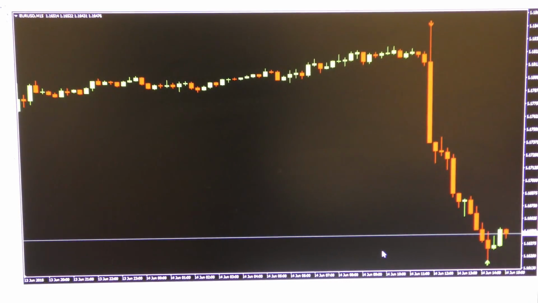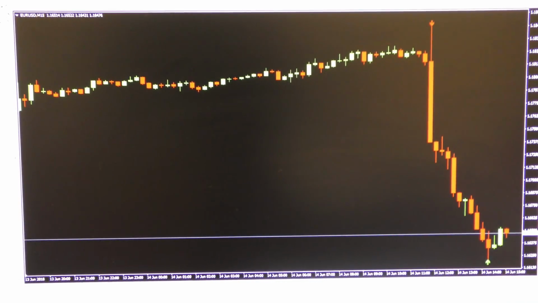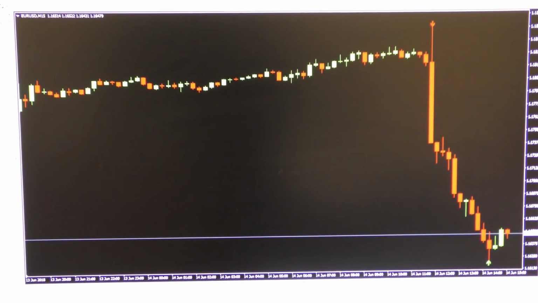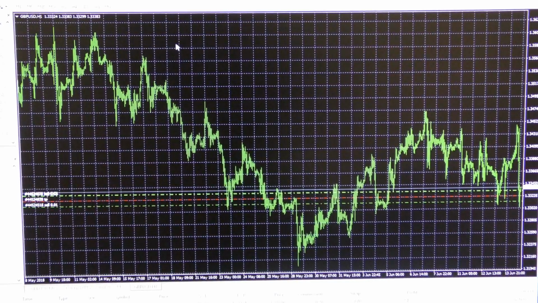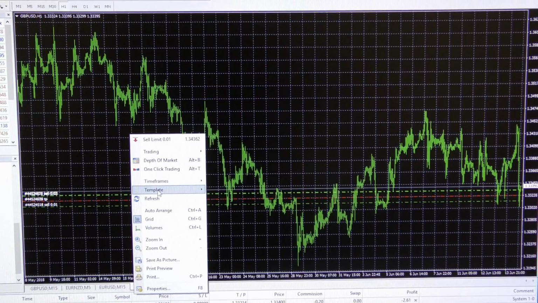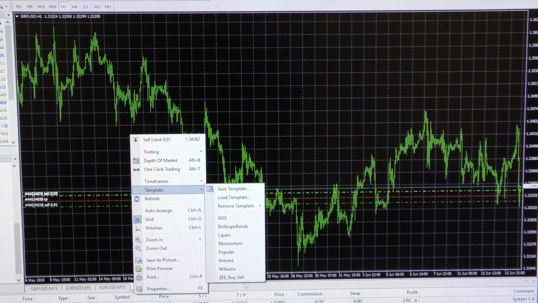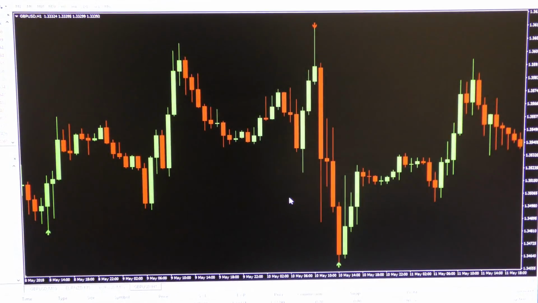Right, now let's open a new pair. Let's open a new chart, GBP USD. That's GBP USD. I am already in some trades in GBP USD because I have my robot running on it. You can see them here. So I'm going to apply the template which we saved, ZEE buy sell. There it is.